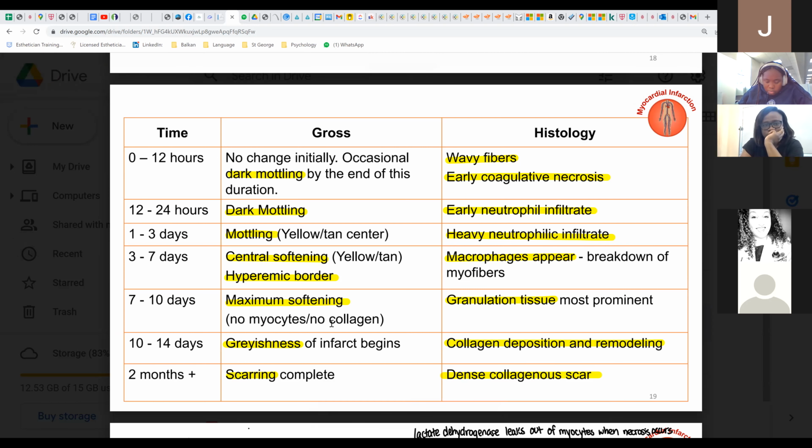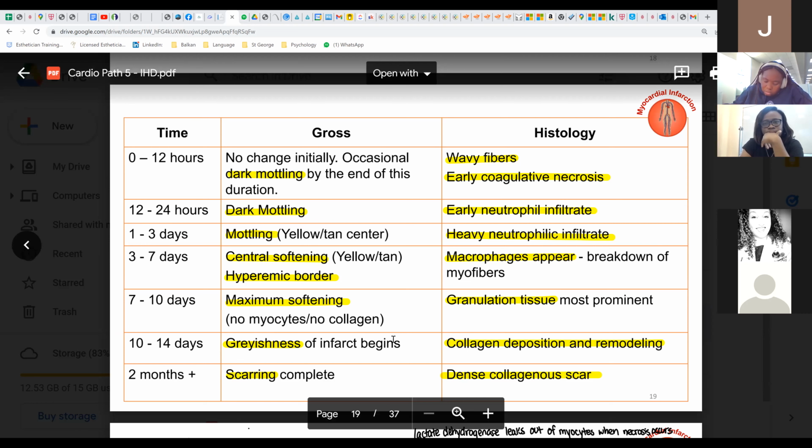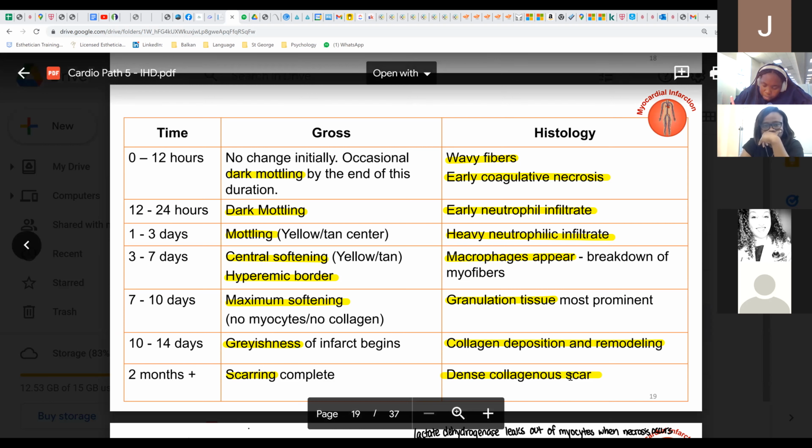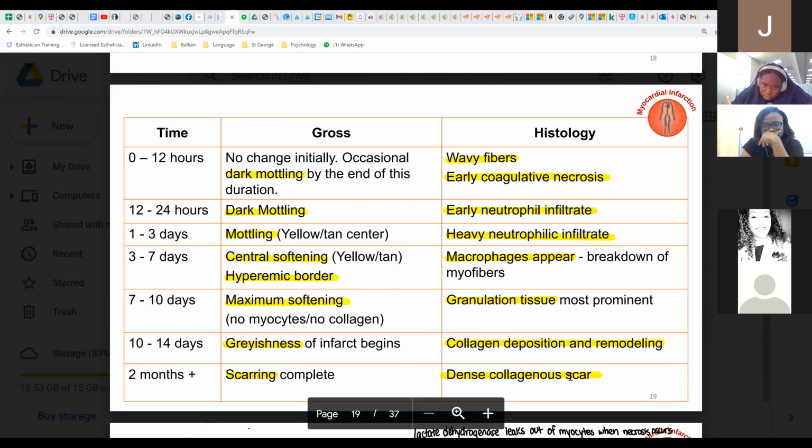Maximum softening, that just means no myocytes, no collagen. So granulation tissue is being laid down. After a while, you're going to have collagen deposition. Collagen tends to be more gray. So you're going to have grayish of the infarct beginning. You have remodeling. Eventually, you're going to have scarring after 2 months, and you're going to have a dense collagenous scar. And that will tell you if the person had a previous MI. So again, that's going to be more grayish white.